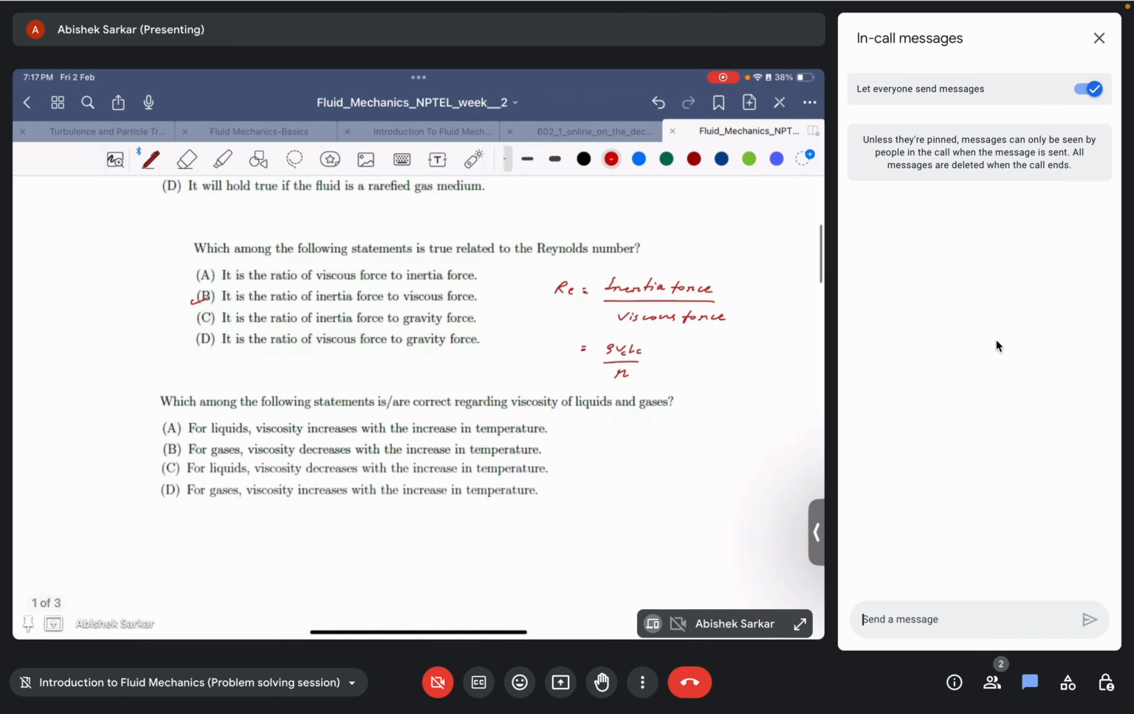Okay, so the third question is, which among the following statements is or are correct regarding viscosity of liquids and gases? Again, I will say that we have discussed it thoroughly, but still, I believe I might have skipped this part. I guess I intentionally did that so that you could make some effort to recollect the lectures, but I will give you some time to get the correct answers and then tell me what would be the correct one.